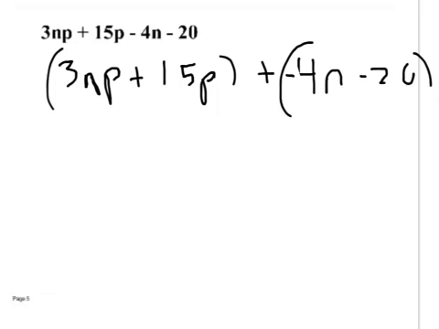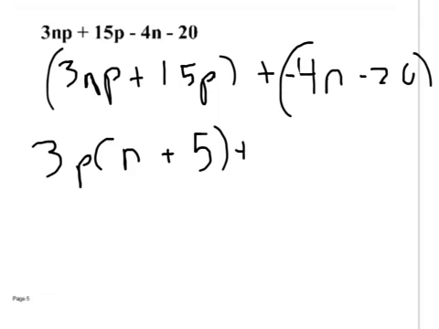Okay, what is the greatest common factor of 3np plus 15p? 3. What's another factor? p. What is left? n. What's left of the other one? 5. Because what's 5 times 3p? 15p.